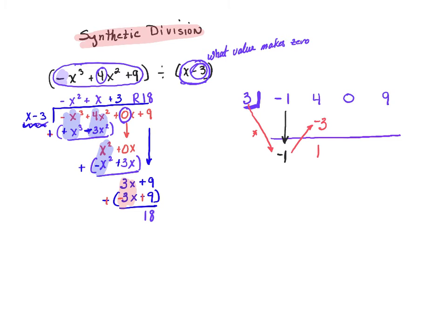Then we repeat. This time we take the 3 times that 1, which is 3. We take the result, put it underneath the 0, and now we add that column, 3. Then we do it again. This time we take the 3 times this 3. That's 9. We put it underneath the last term, and we add those. Okay, and so we get this negative 1, 1, 3, 18.